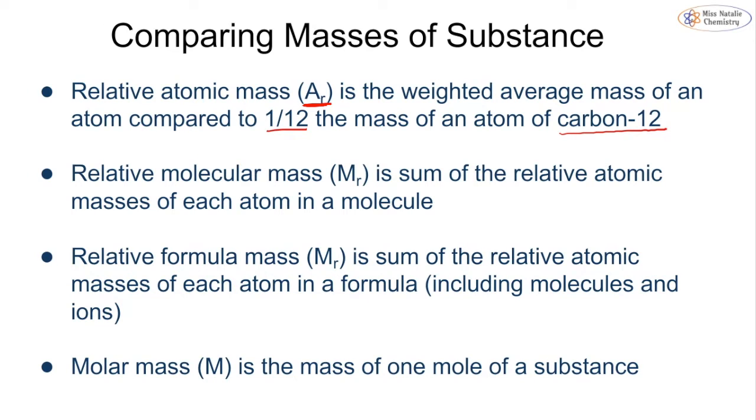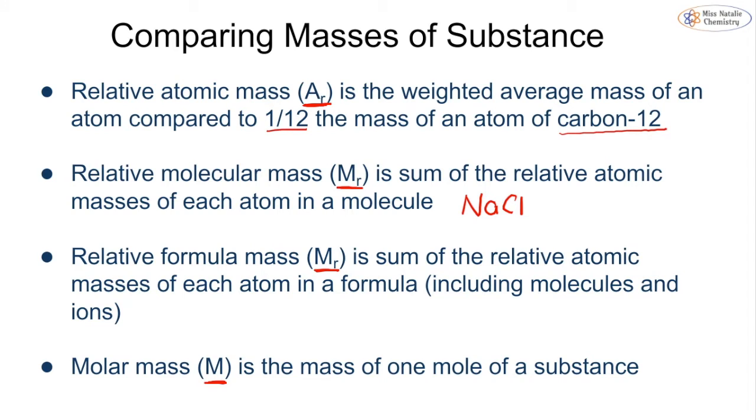The relative molecular mass, or MR, is the sum of all of the relative atomic masses of an atom in each molecule. So for example, if you had NaCl, the relative molecular mass of this substance would be the mass of sodium plus the mass of chlorine. Relative formula mass is pretty much the same thing. It is looking at the sum of relative atomic masses of each atom in a formula. And again, we give that MR, and that could be for molecules or for ions. And molar mass, which is just a capital M, is the mass of 1 mole of a substance.